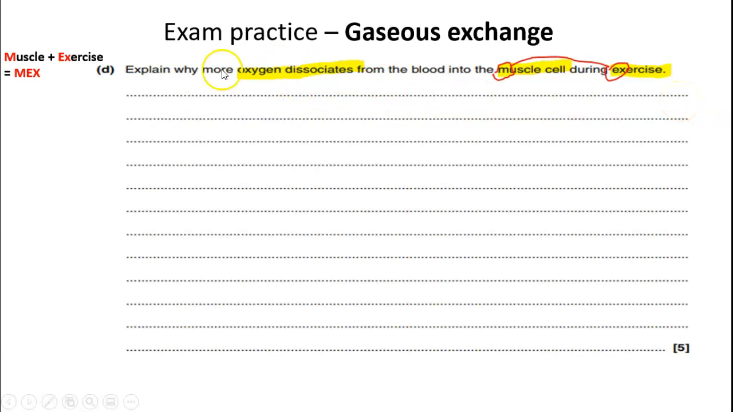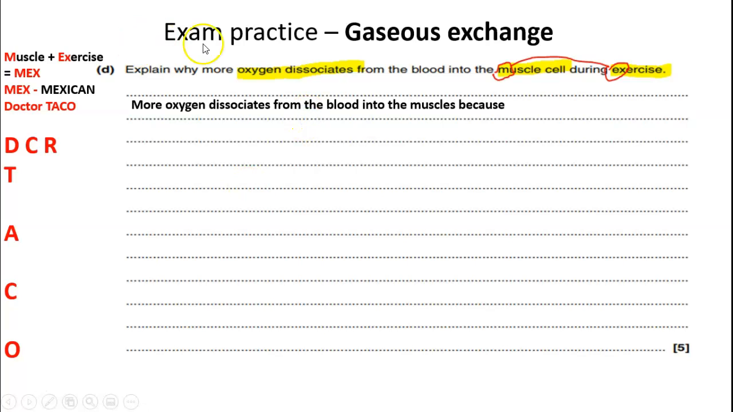When you see muscle and exercise linked to oxyhemoglobin dissociation, you remember that muscle X Mex. So from there we use Mexican, and we remember our favorite Mexican restaurant, Dr. Taco. Okay, so Dr. Taco turns into DCR Taco, and then if you can remember what they stand for, that will allow you.